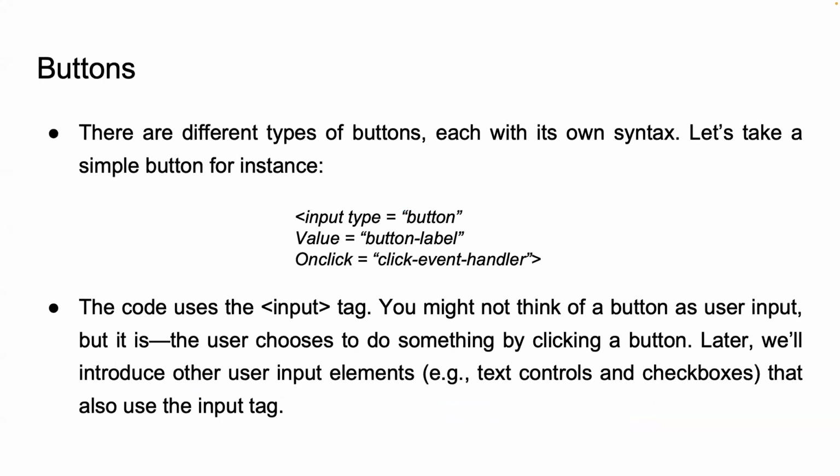There are different types of buttons, each with its own syntax. Syntax is basically rules. Let's take a simple button, for instance: input type equals button, value equals button label, onclick equals click event handler. The code uses the input tag.